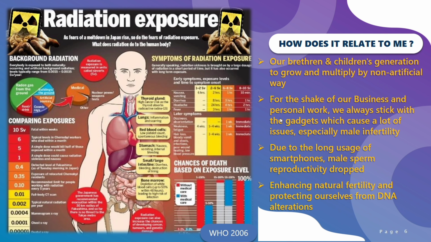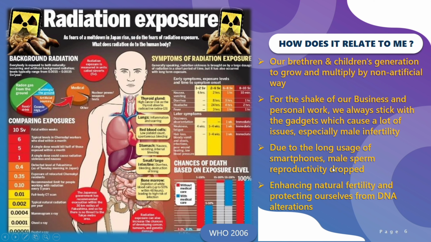How does it relate to me? Because as a brother and as a parent, our brothers' and children's generation should grow and multiply in the non-artificial way. Because nowadays, due to male infertility, the non-natural births have increased, and for the sake of our business and personal work, we always stick with the gadgets, which cause a lot of issues, especially male infertility. Some other issues are also headaches, hypertension, eye issues, shoulder pain, cardio issues, and brain tumor, and so many issues as the World Health Organization describes.